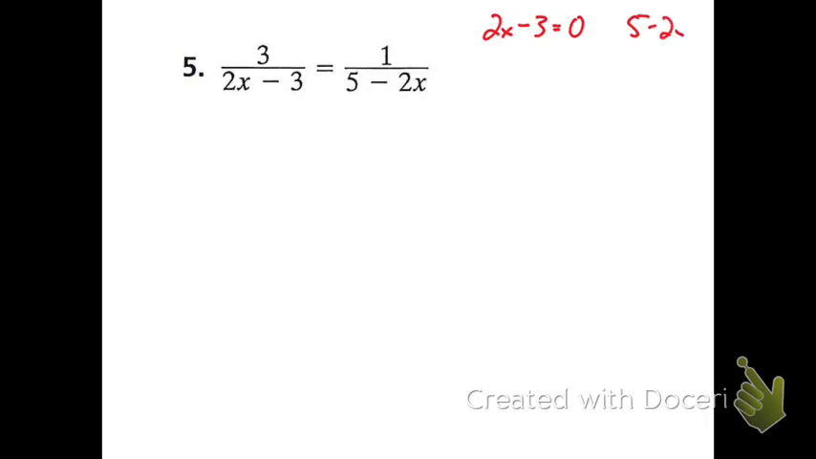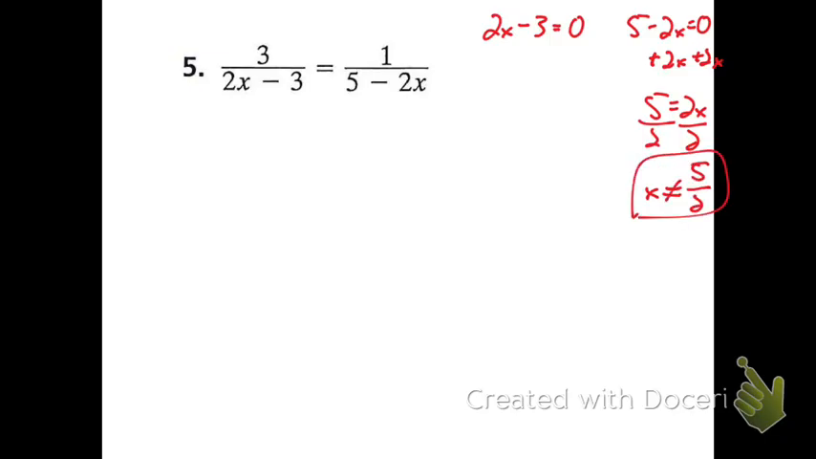Values that it cannot be. So I'm going to add 2x, equals 0. I'm going to add 2x to both sides. I get 5 is equal to 2x. Then I'm going to divide both sides by 2. I get x cannot equal 5/2. That's one of the restricted or excluded values.